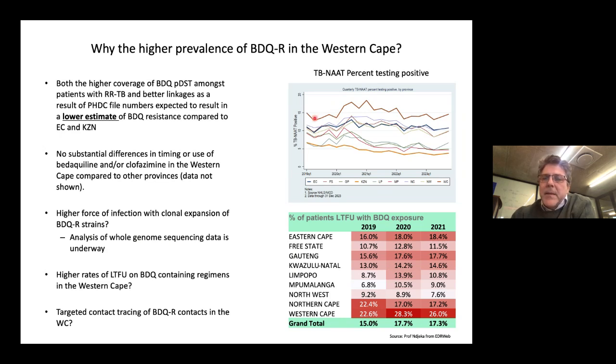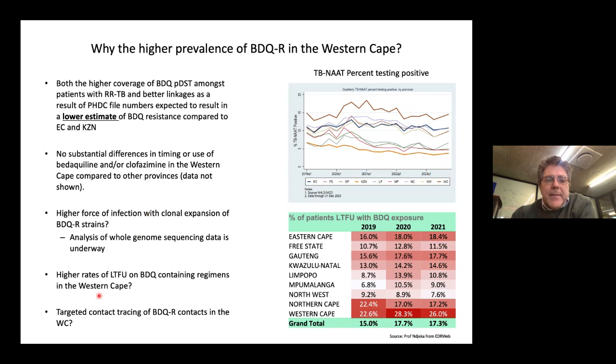And it is possible that we really do have a higher force of infection in the Western Cape if we just look at the quarterly TB NARD presenting, the percentage testing positive by province, with the Western Cape being substantially higher than other provinces, at close to 15% of TB NARDs coming back positive, compared to, say, under 5% in KwaZulu-Natal. So perhaps ongoing transmission of bedaquiline resistance.